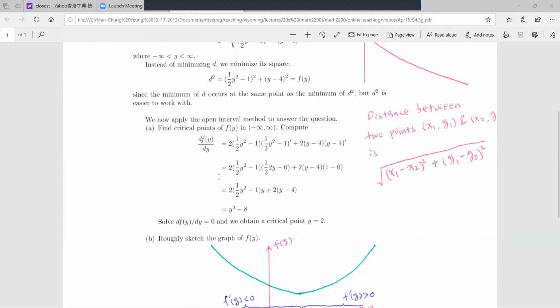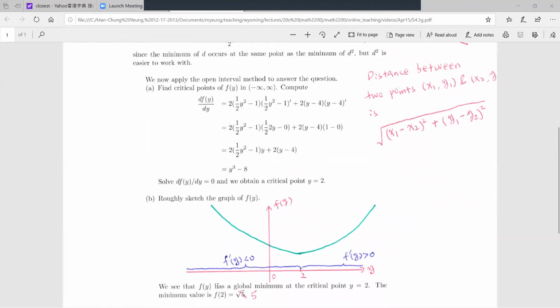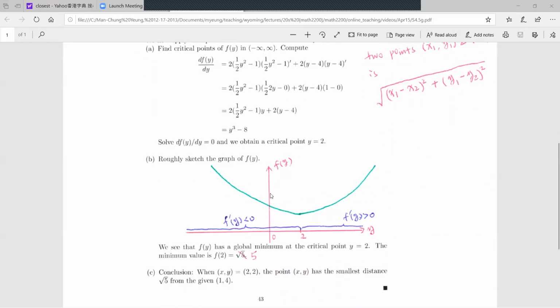Now for critical points, set the derivative to 0 and solve the equation for y. Then we get 1 critical point. It is 2. Second step of the open interval method, roughly sketch the graph of the function f. Just roughly. We just need increasing, decreasing. We don't need concave up, concave down. Okay, now draw an xy plane and put the critical point 2 here.